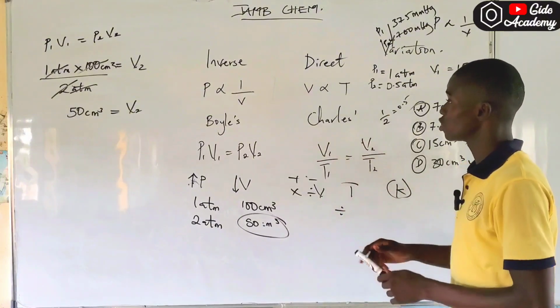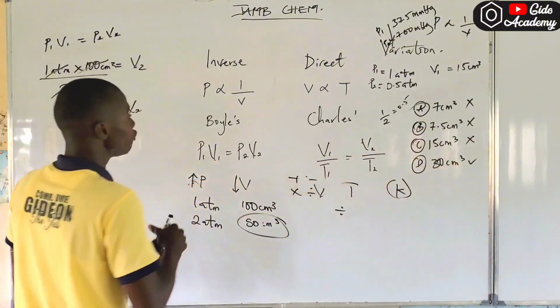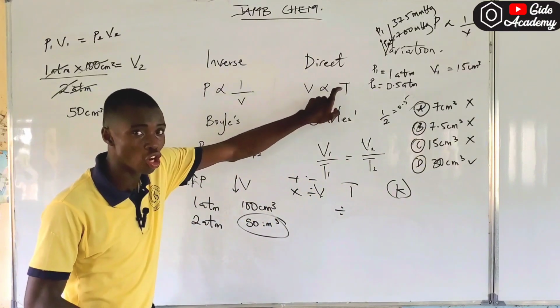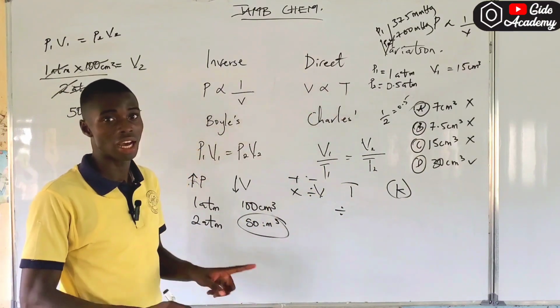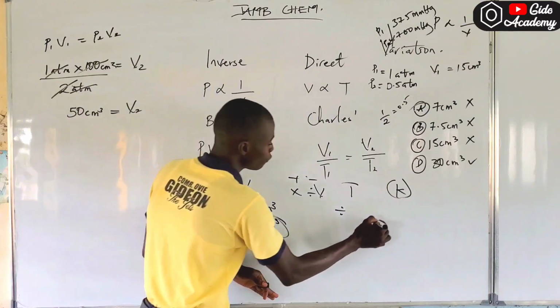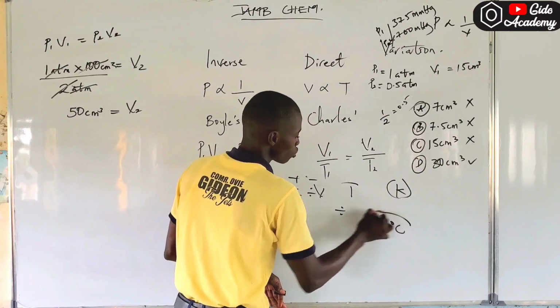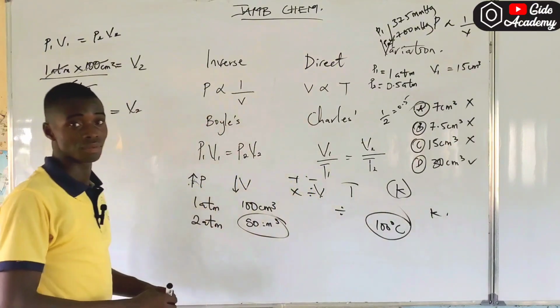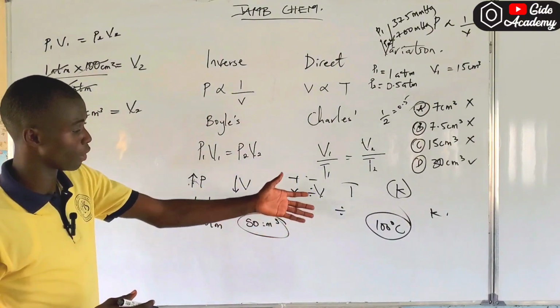So let's go to direct variation. In direct variation, if volume increases, my temperature will definitely increase. And please take note, if you are given 100 degrees Celsius, you are not to solve with this. You have to convert to what? To Kelvin. I believe you're already familiar with this.